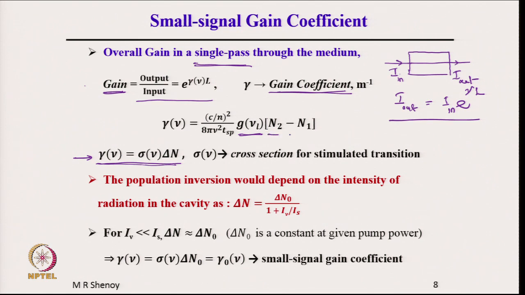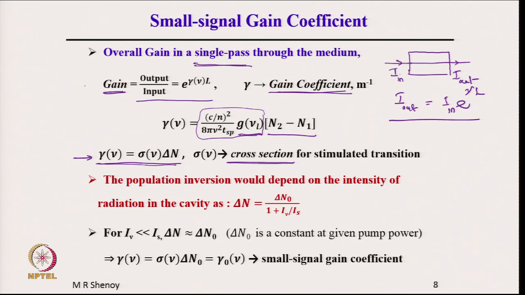All the rest of it here is called sigma of nu, or the cross section for stimulated transition. Sigma of nu is called the cross section. You can see that its dimension is area, because delta n is per unit volume and gamma is per unit length, and therefore, this must be of dimension of area. So, sigma of nu is called the cross section for stimulated transition.